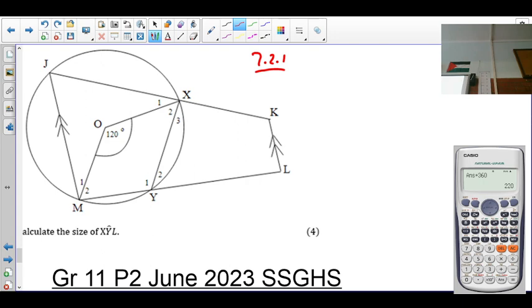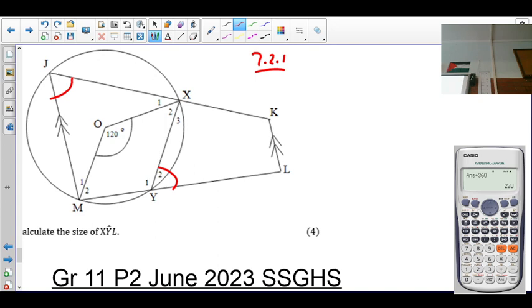The question says calculate the size of X, Y, L. So it's X, Y, which is this angle. But I already said that Y2 is the same as J. Now, Y, the exterior angle, is equal to the interior opposite of the cyclic quad. But which angle can I link with J? Angle O, the angle at the center.